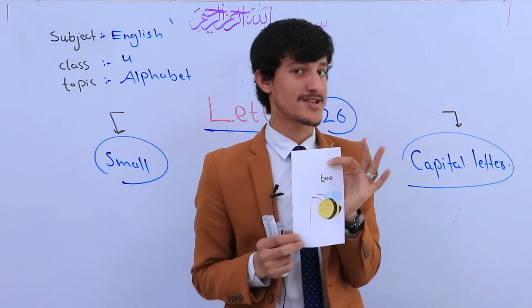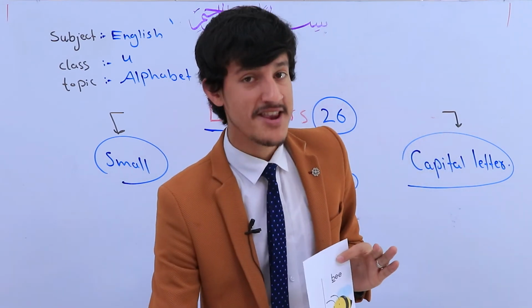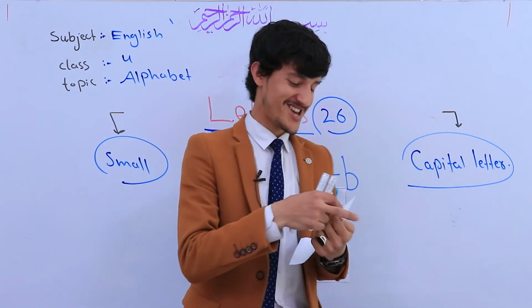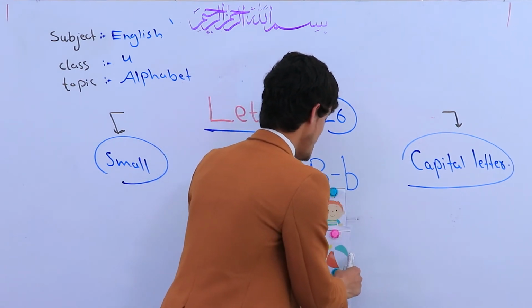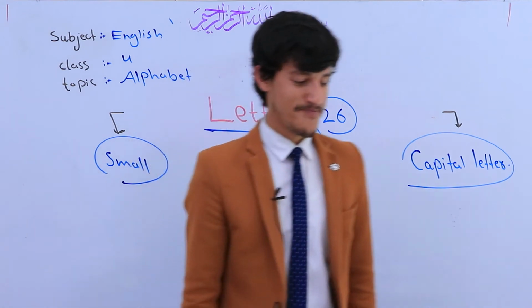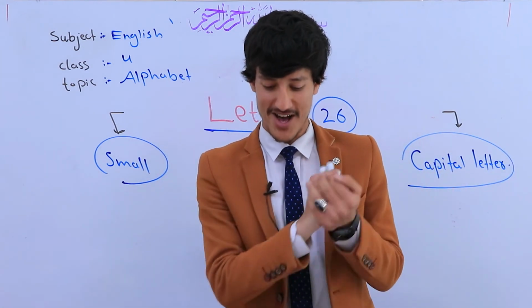Bee also starts with B. And what does bee mean? Bee means a fly. That is bee. Excellent. You are very intelligent. I'm lucky that I have such intelligent students in my class.